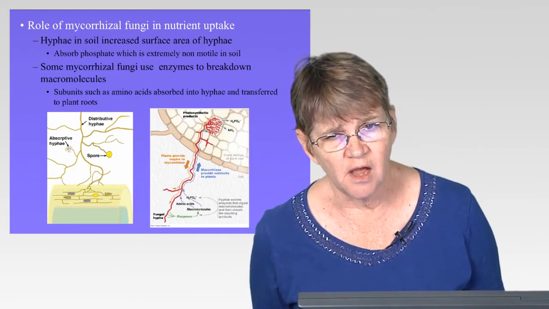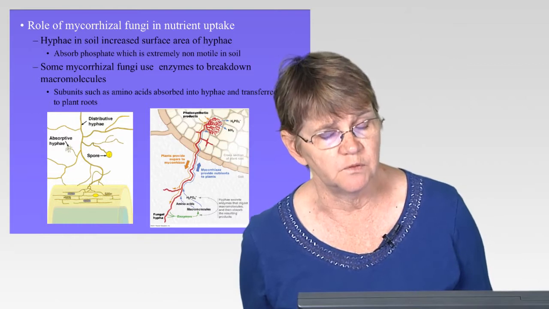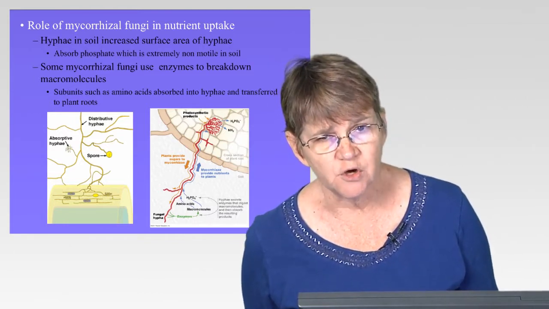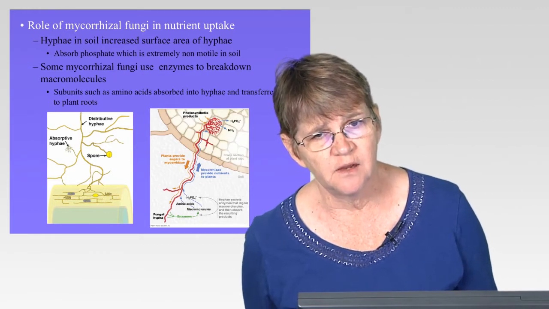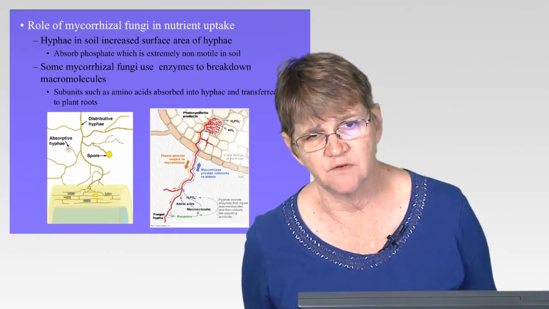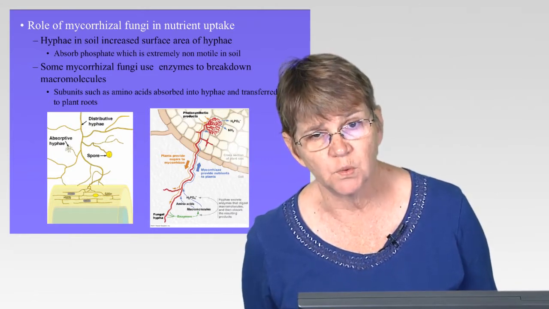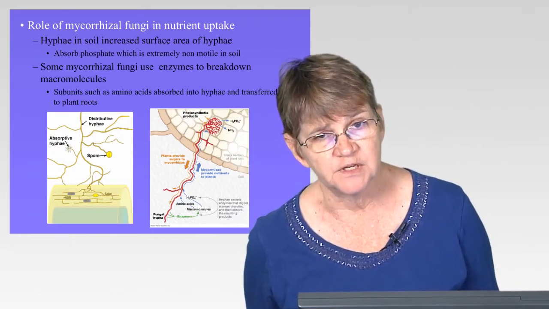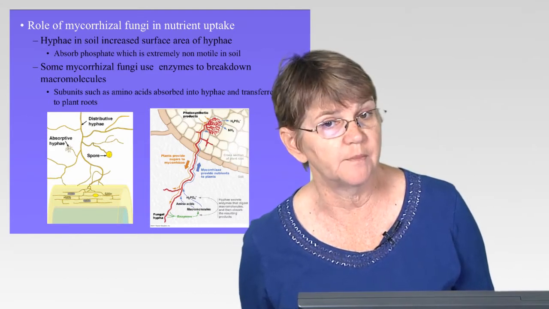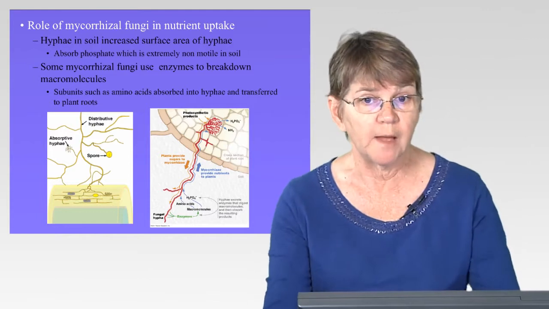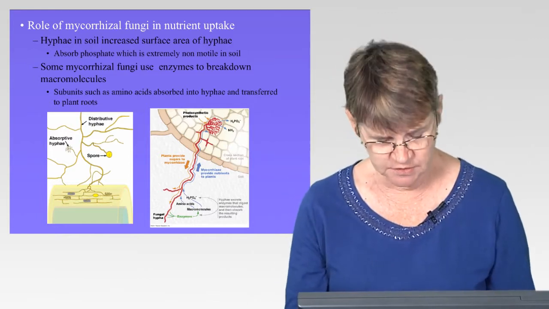And they increase the surface area of the root. So if we just looked at root hairs, which are also involved in nutrient uptake, they only can go for a small distance from the root. But the mycorrhizal fungi can go much further out into the soil and pick up nutrients. And this is especially important for picking up the nutrient phosphorus, because phosphates that are in the soil do not move around very much. So they have to come in direct contact.